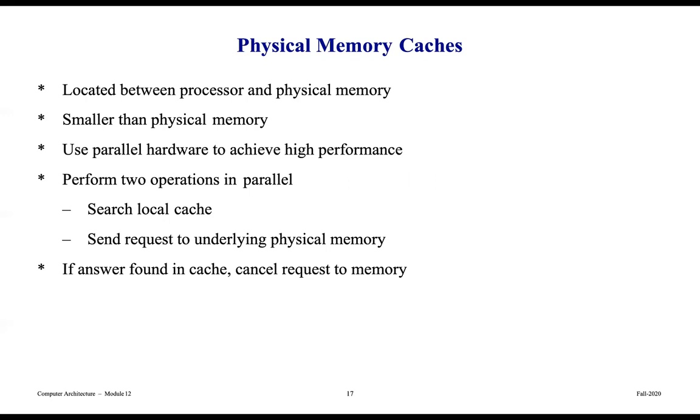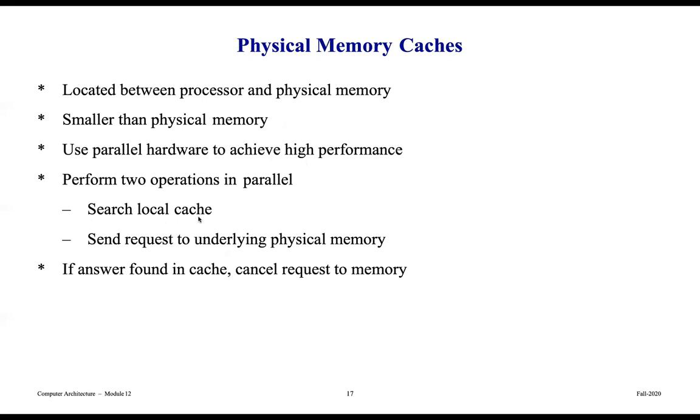In terms of physical memory caches, it's located between the processor and physical memory. It's smaller than the physical memory. It uses parallel hardware to achieve high performance, and we'll have a block diagram or two to give you an illustration of what that could look like. It performs two operations in parallel: it searches the local cache and sends a request to the underlying physical memory.